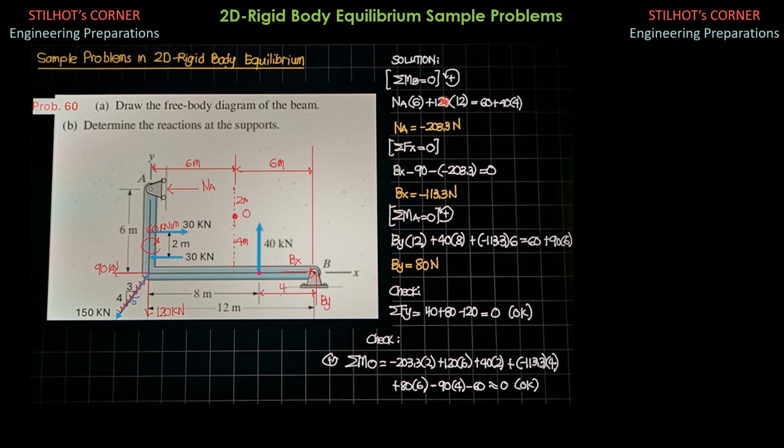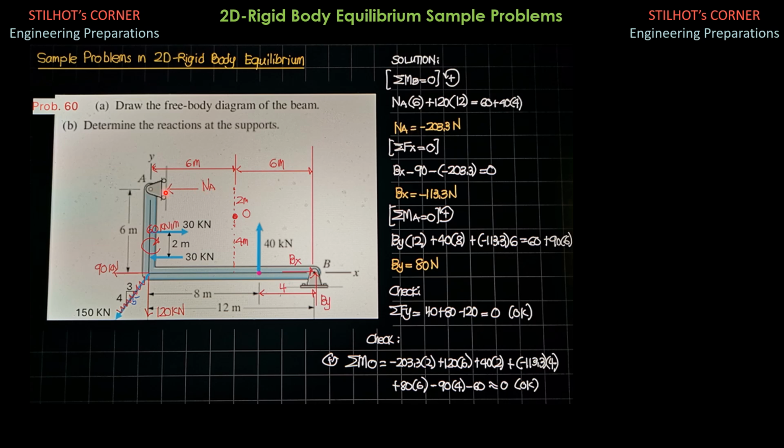Then no more, so equals clockwise moments. So we have a couple which is clockwise 60 and the moment of the 40 kilonewton load or force about B is clockwise and it is 40 times 4. Solving for NA is negative 203.3 kilonewtons. The meaning of the negative sign here is that I wrongly assigned the normal reaction here. It should be rightward, but that's the final answer.